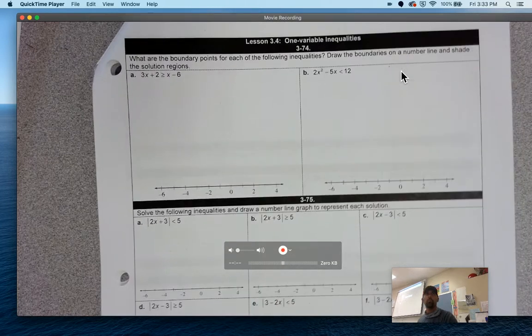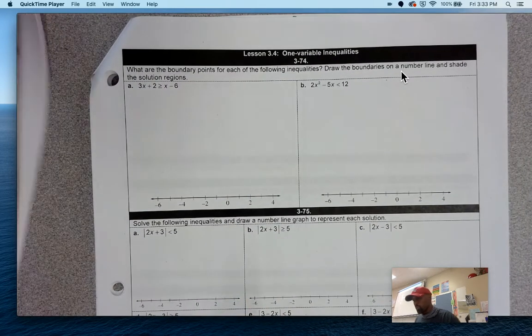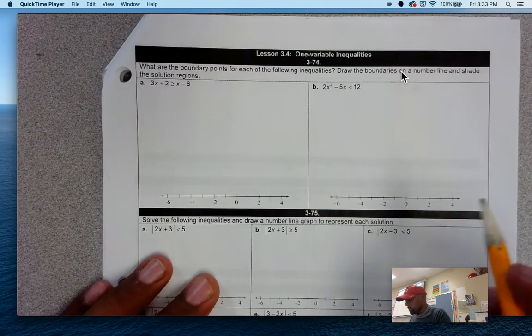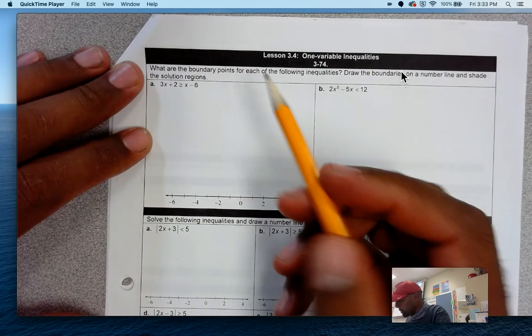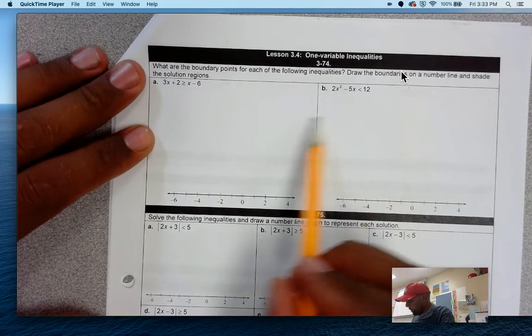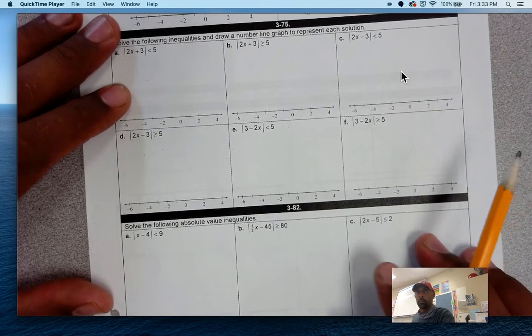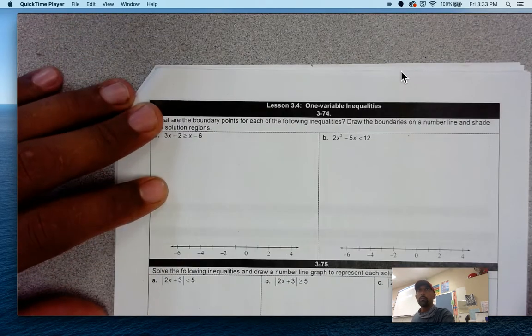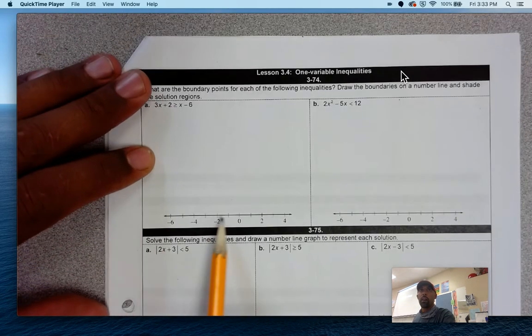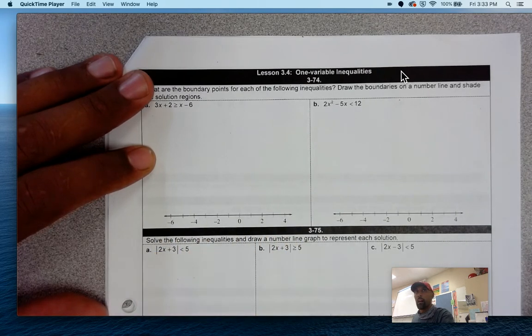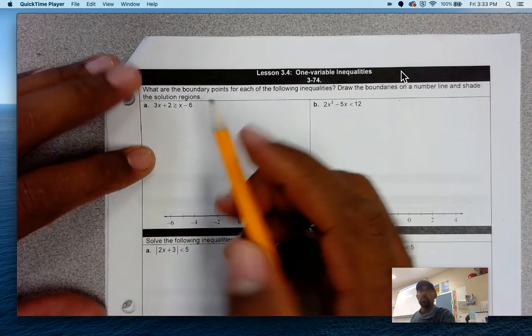Hey guys, so lesson 3-4, it's all about inequalities. What I want to do for pretty much all of these problems on this page is solve for x, okay? And once you solve for x, then you graph it on a one-dimensional number line, based on what you see.